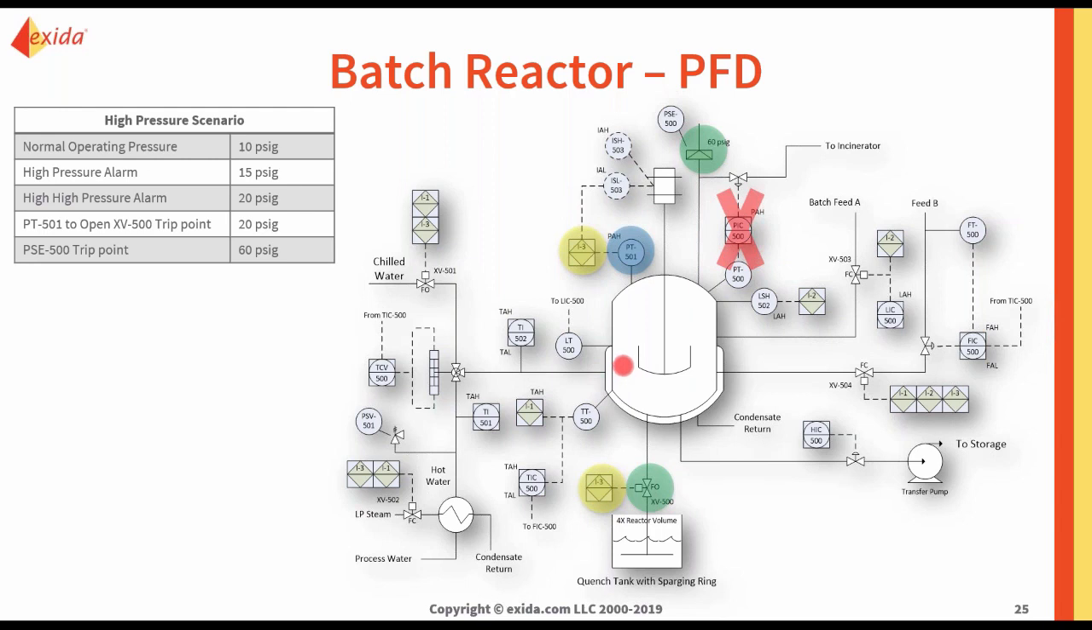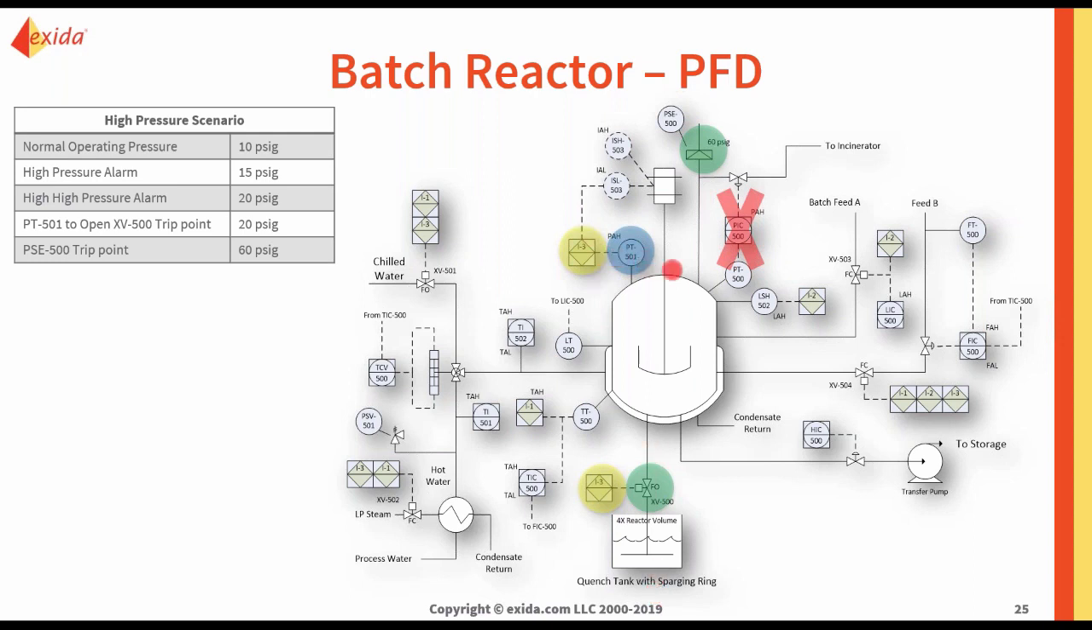But the real action that helps bring the process to the safe state is opening this XV500. This is a valve on an outlet line that leads to a quench tank. And what this quench tank is doing is receiving all of the reactor contents. It's 4 times the volume of the reactor, and it's going to mitigate that hazard so that the high pressure doesn't cause a vessel rupture or loss of usable product or anything like that.